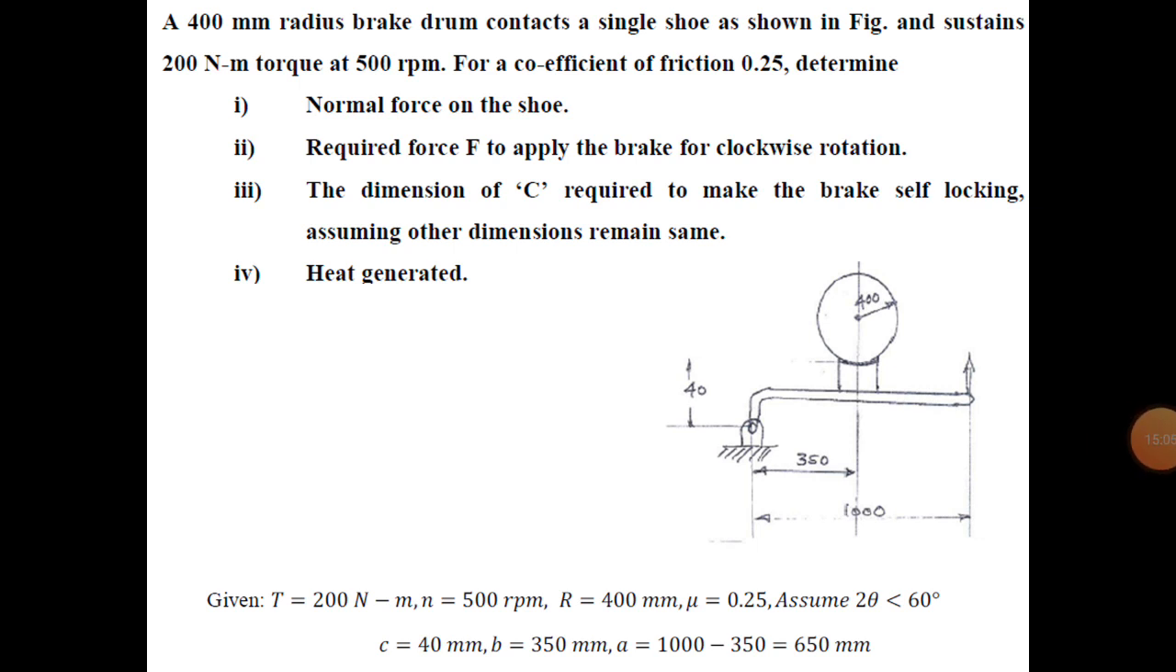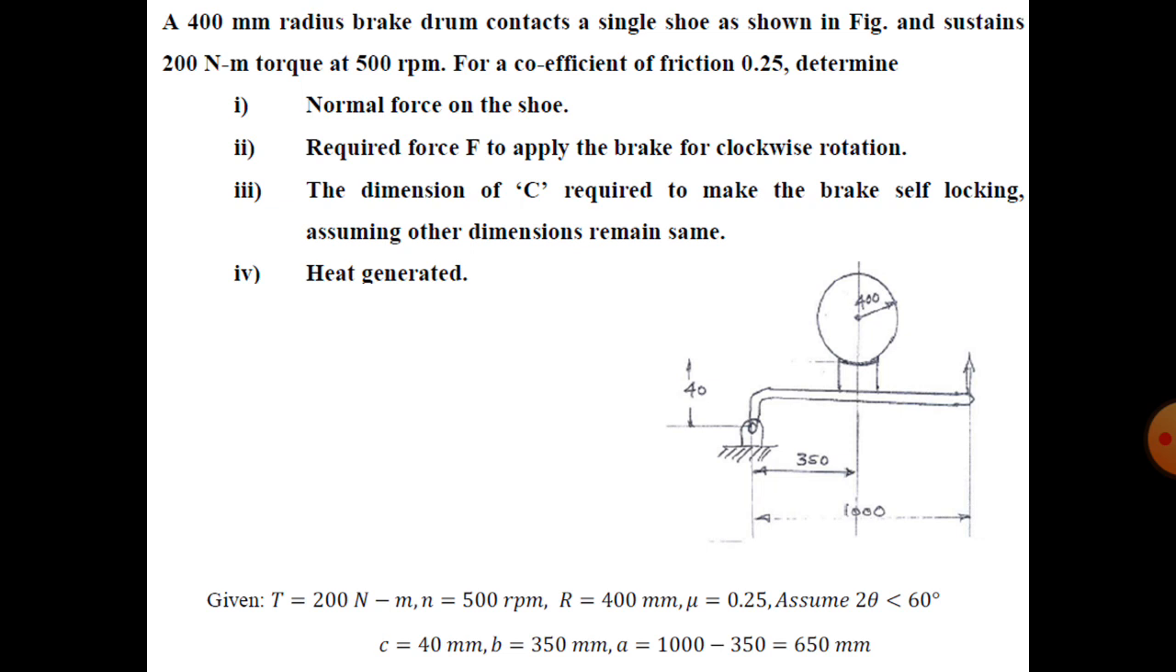These are the given parameters. Torque is given, that is 200 Newton meter, so we have to convert it into Newton millimeter. RPM is given, 500 RPM. Then radius is given, 400 millimeter. Coefficient of friction is given, 0.25. Here you have to assume 2 theta lesser than 60 degree.